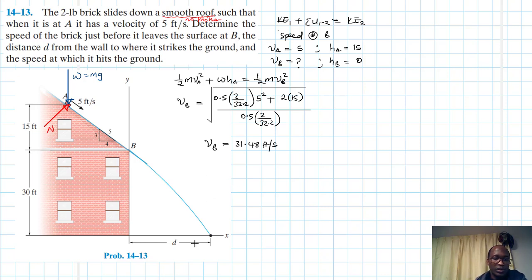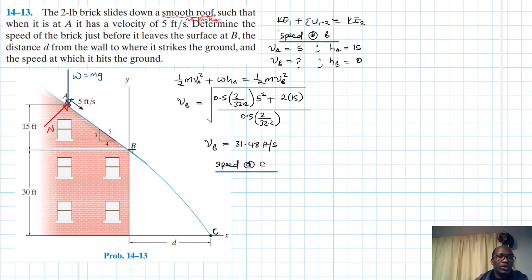We'll go straight away to find the speed, let's call this point C, just before it hits the ground. So let's say speed at C. Let's work out that one. Here we're working on speed.